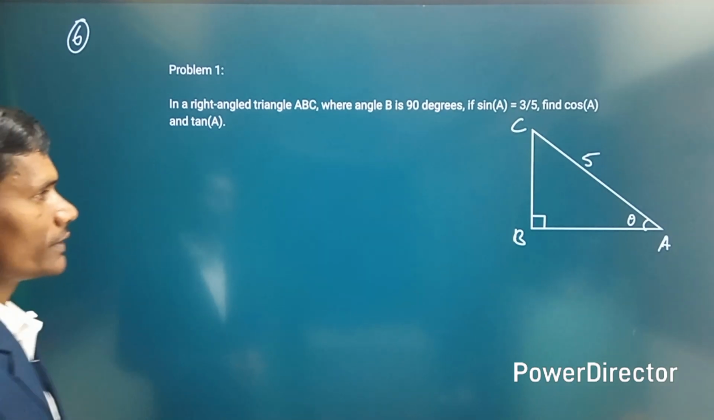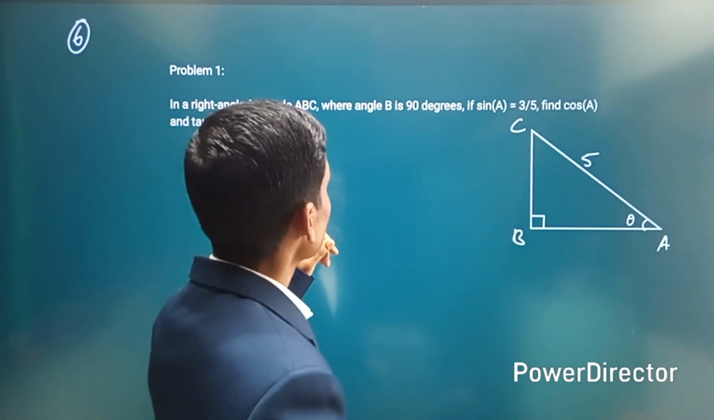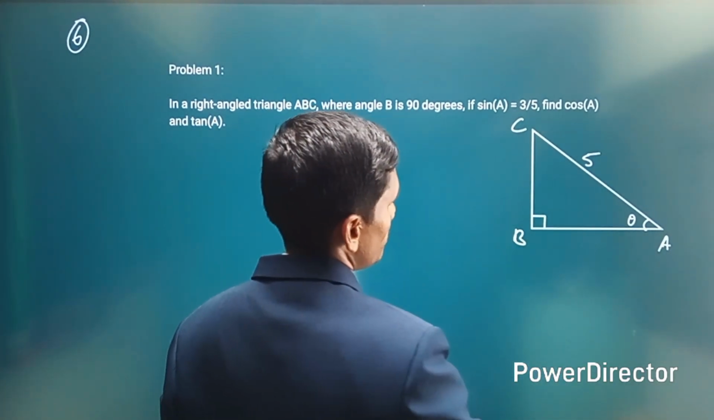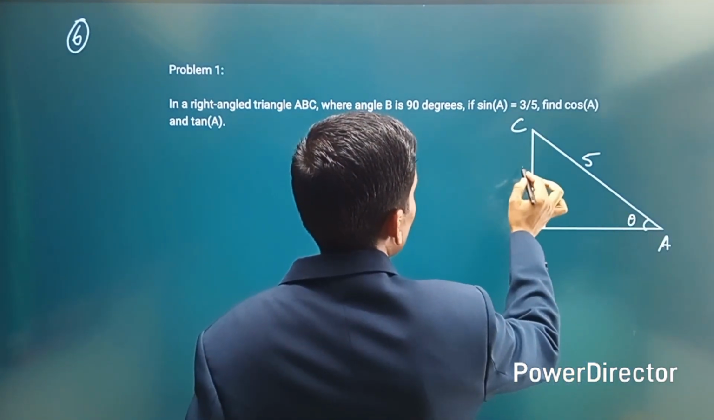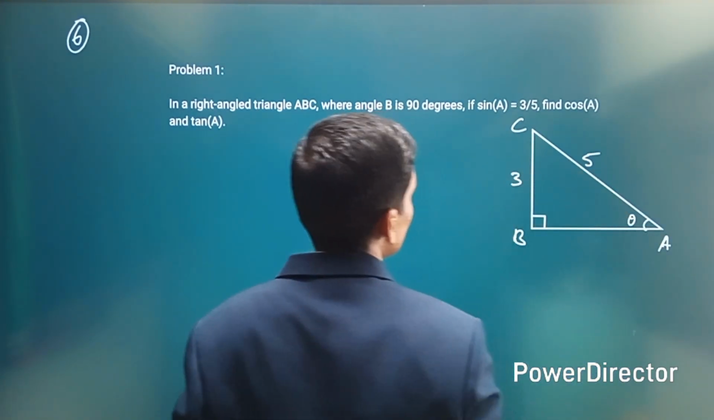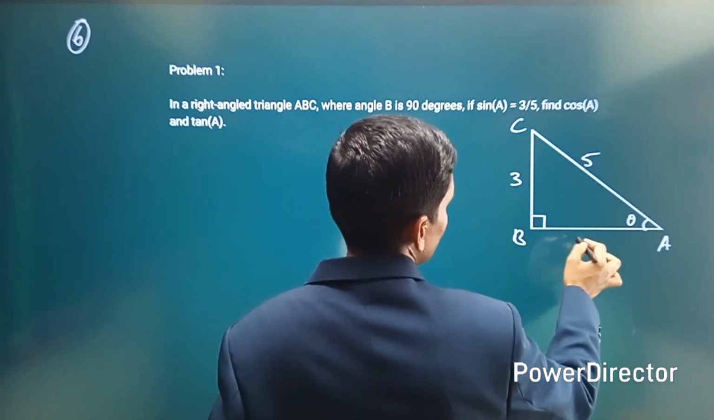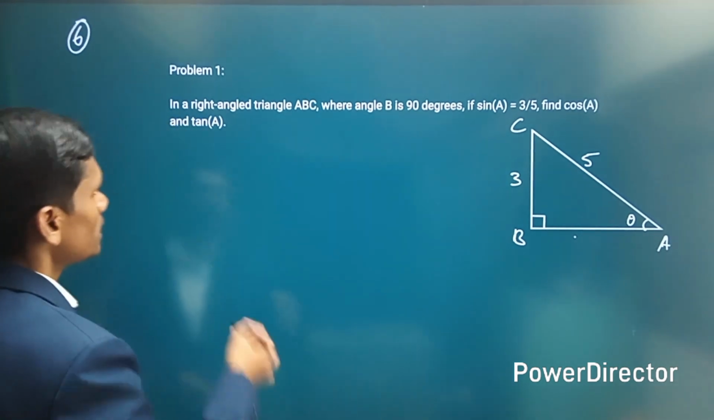Okay, now let us go ahead with one of the problems. In a right angle triangle ABC where angle B is 90 degrees, if sin A is 3 by 5, taking this angle as A, 3 by 5 is opposite by hypotenuse, right? Next, find cos A. We need to find adjacent by hypotenuse, so we don't know what AB is. We have to find AB first.